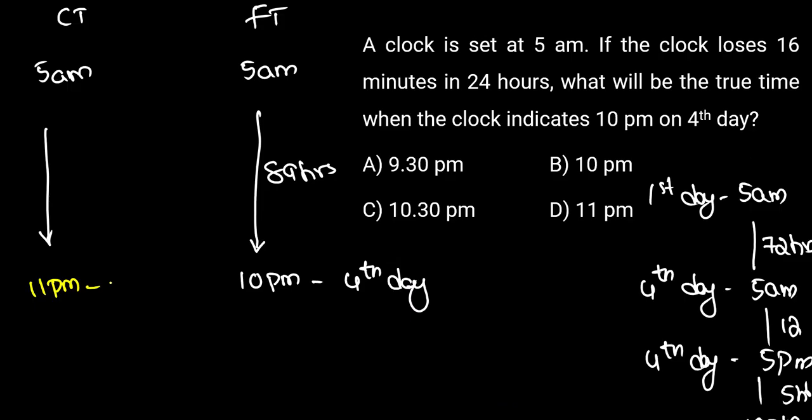11 p.m. on the fourth day. See, by default 9:30 and 10 should be removed, sir. Without solving this question, you should remove 9:30 and 10 because your watch is slow. The correct time should be more than 10 p.m. So it will be 10:30 or 11.